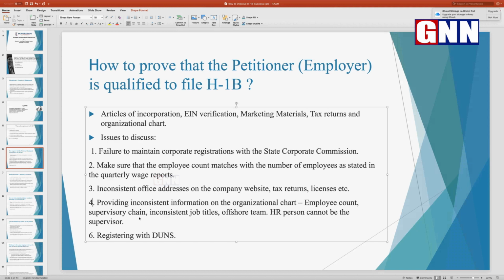And for any company that's doing H1s for the first time, it's very important that they register with the USCIS website.